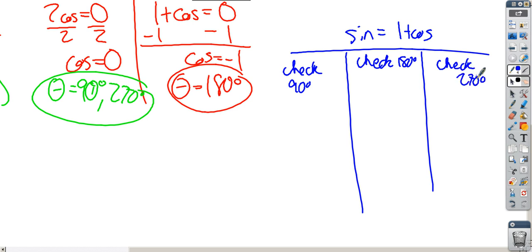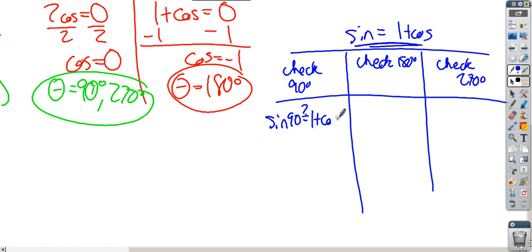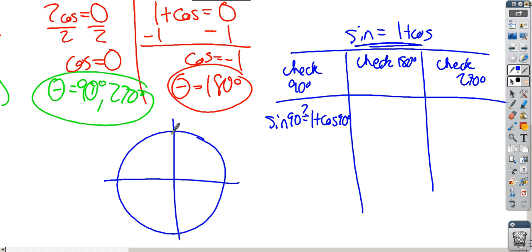Because why are we doing this? We might have gotten an extraneous solution in one of these. So let's start with 90. Does sine of 90 equal 1 plus cosine of 90, plugging into this equation right here? Here's our unit circle, and 90 is up here. Cosine is the x, and sine is the y. So the sine of 90 is 1. The question is, does that equal 1 plus cosine of 90, which is 0? And that does work. So 90 is a true solution.